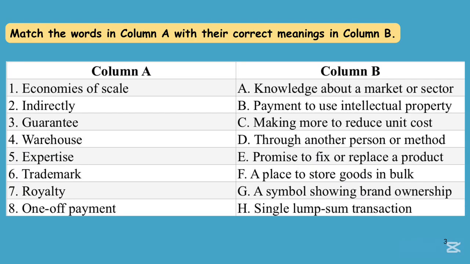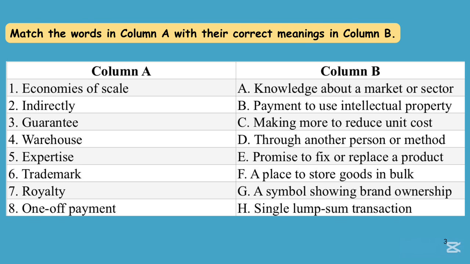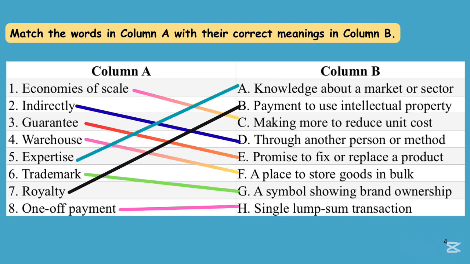Match the words in column A with their correct meanings in column B. Let's match each term from column A with its correct meaning from column B. 1. Economies of scale. Economies of scale means making more to reduce the unit cost. 1 goes with C.